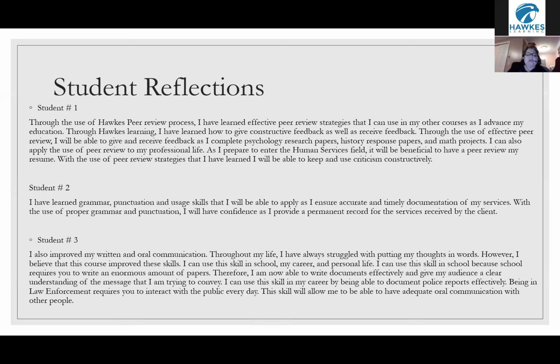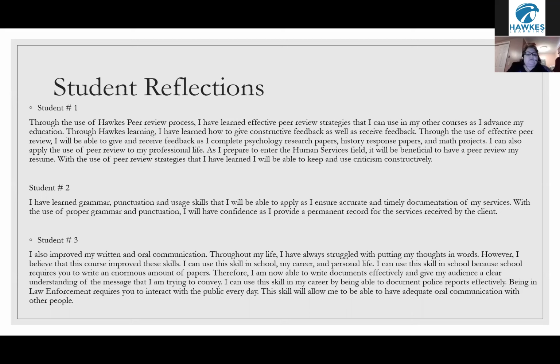Through Hawk's learning, I have learned how to give constructive feedback as well as receive feedback. Through the use of effective peer review, I will be able to give and receive feedback as I complete psychology research papers, history response papers, and math projects. I can also apply the use of peer review to my professional life. As I prepare to enter the human service field, it will be beneficial to have peer review in my resume.